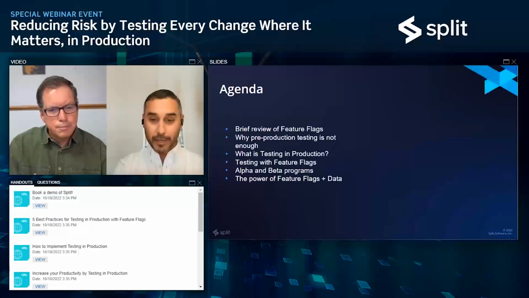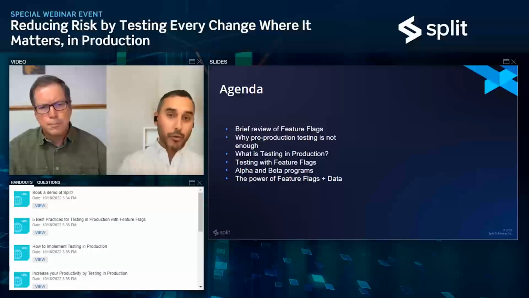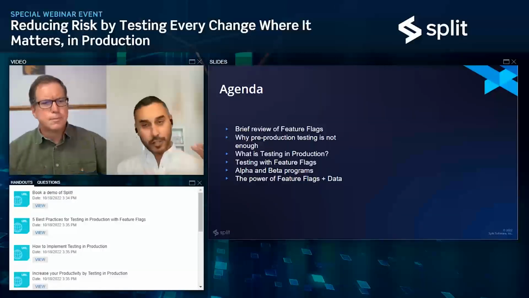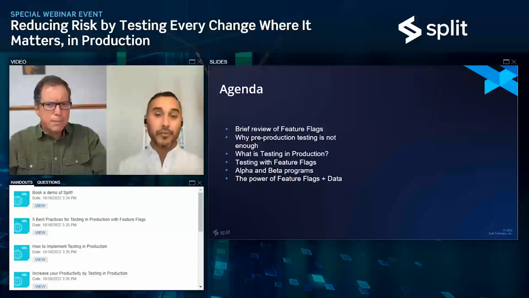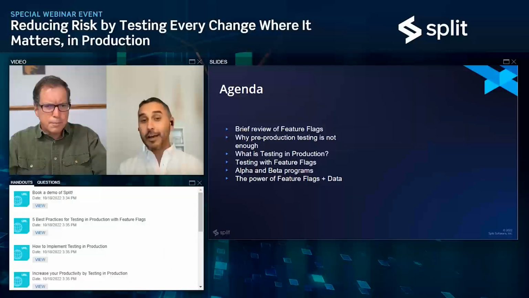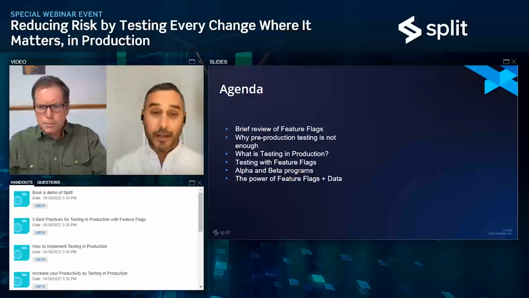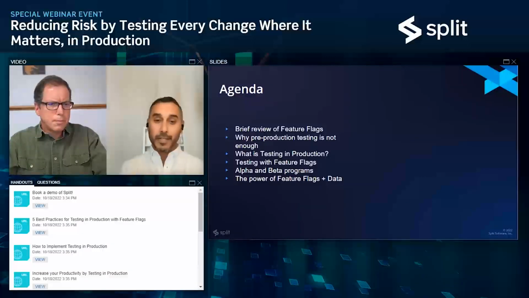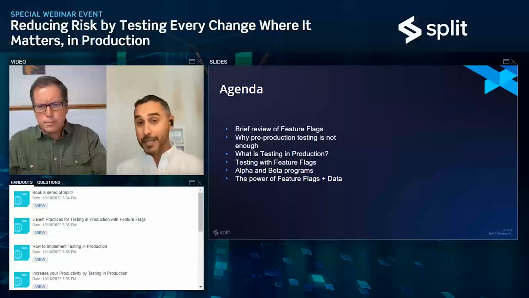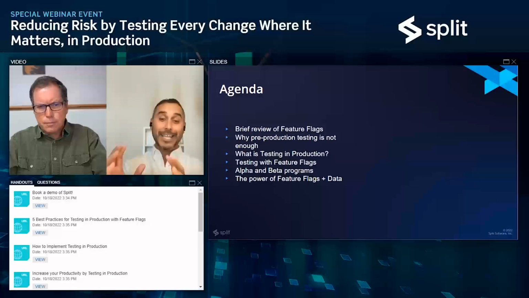So on the agenda, we're going to go through a brief review of feature flags, what they are, just catching everyone up again on what feature flags are. Then we'll dive into why pre-production testing is not enough. We'll go through a definition of what is testing in production and how we think about it. Then we'll go through a few examples of testing with feature flags. We'll talk about alpha and beta programs and the power of feature flags plus data.